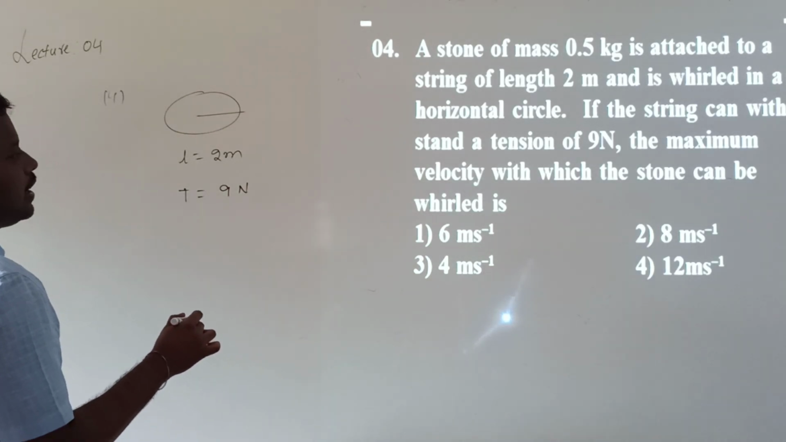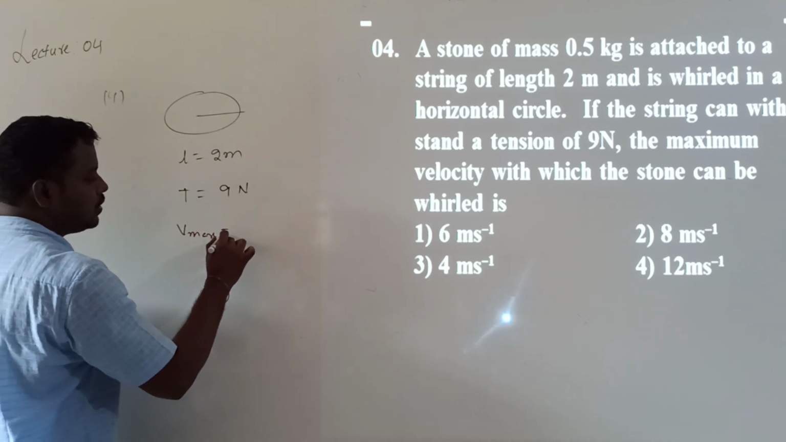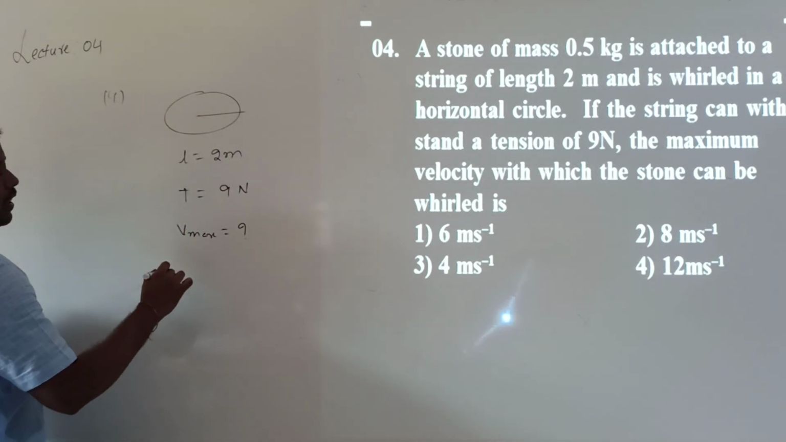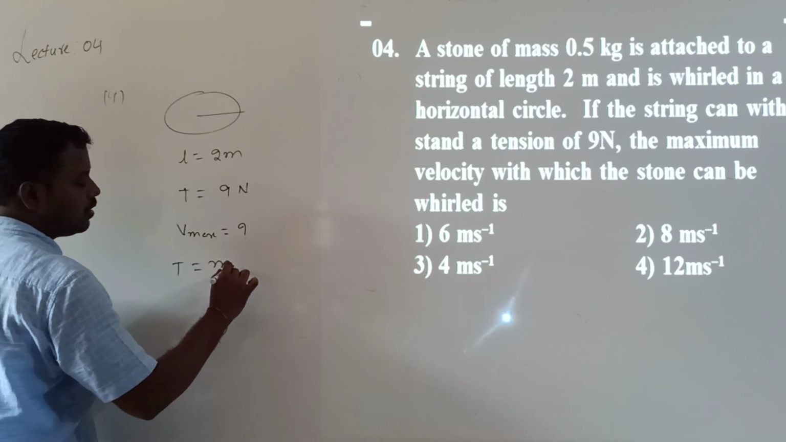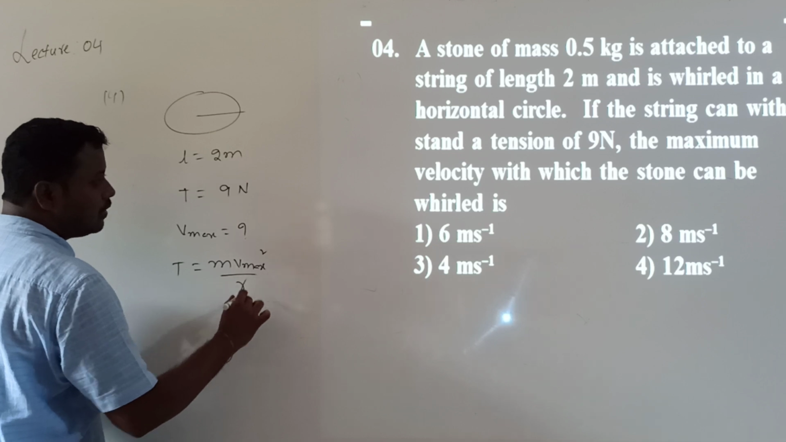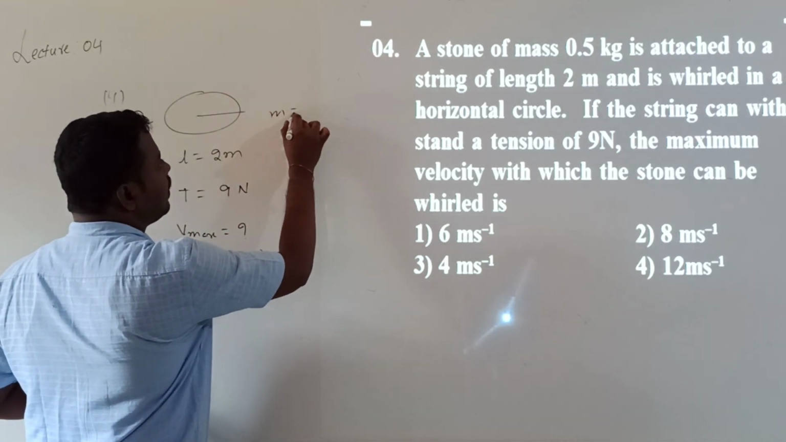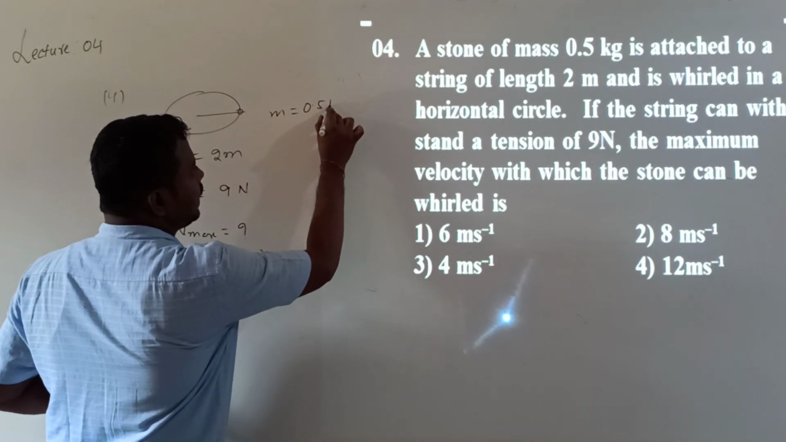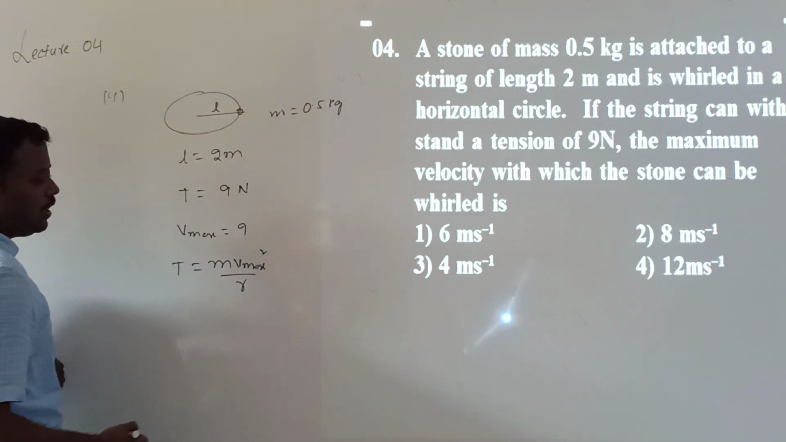Now they are asking us to calculate the maximum velocity. V maximum is equal to how much? We know that for the stone to rotate in a circle, the centripetal force is provided by the tension in the string only. T is equal to m V maximum square divided by R. The mass of the body attached to the string is 0.5. Here the radius is equal to the length only.